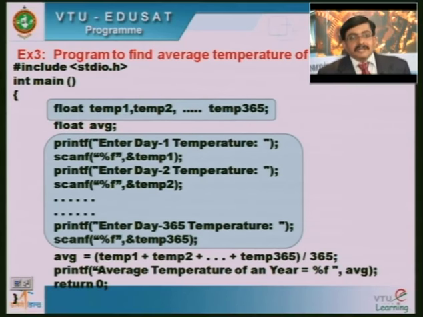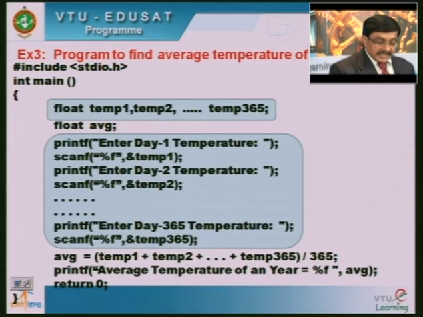This is to find the average temperature of a year. Earlier we computed the 7-day average temperature, and then the 30-day average temperature, and now it is to compute the average temperature of a year. So here there are 365 different days that we may need to compute. The summation of all the 365 different temperatures has to be divided by 365.